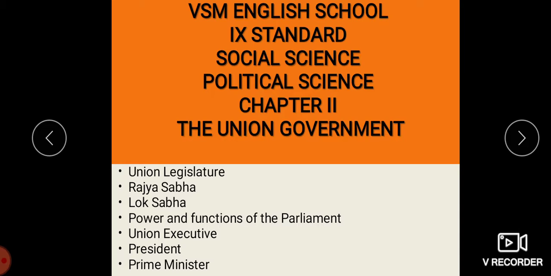Today we will be moving on to the political science chapter 2, the Union Government. The main learning objectives of this chapter are the Union Legislature, Rajya Sabha, Lok Sabha, the powers and functions of the Parliament, and the Union Executive, President and Prime Minister. So now let us start the lesson.